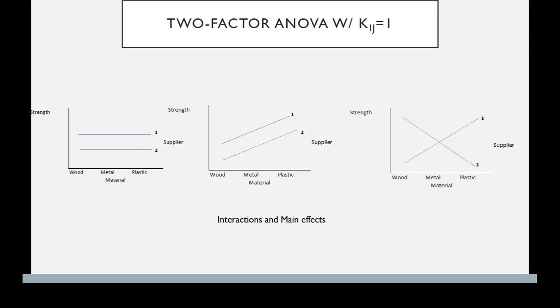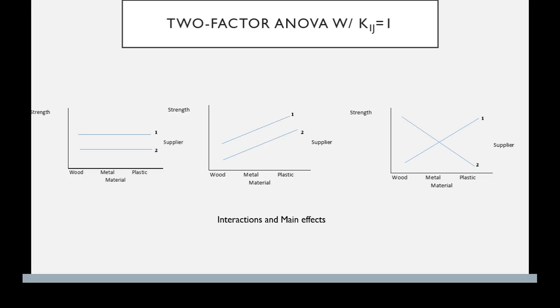When doing two-factor ANOVA testing, you want to determine if there is any interaction between your two factors and whether or not the factors have a main effect. The examples I am showing have factor A, which is material, on the x-axis, and factor B, which is supplier, as the lines. From the first picture on the left, there would be no interaction between the two factors, but there would be a main effect for factor B.